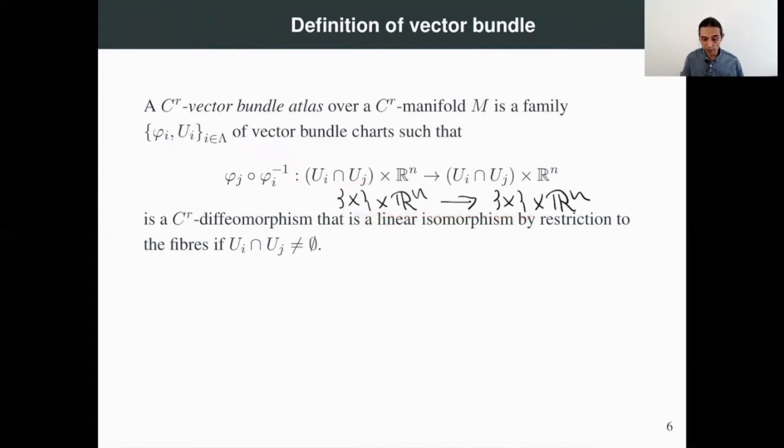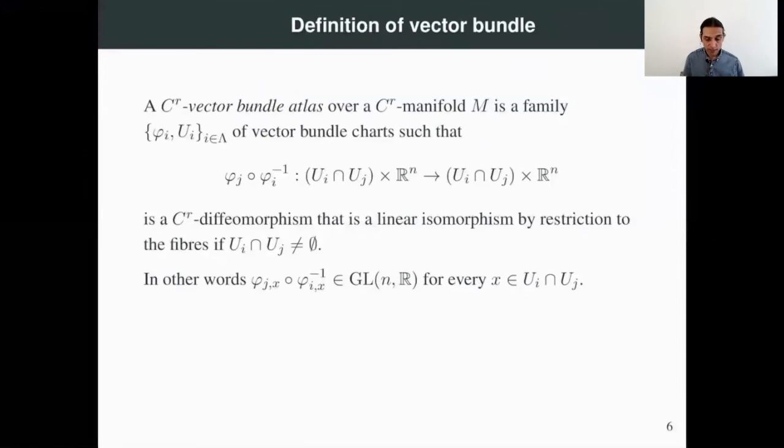And we are going to require that this map over here is CR when we are defining a CR vector bundle atlas, but we are going to require also that when we fix a fiber, the map between Rn and itself is always a linear isomorphism, because we want a structure of vector space for the fibers of our vector bundle. So, in few words, this map over here has to be a CR diffeomorphism that is a linear isomorphism by restriction to every fiber over a point in the intersection of the domains of definition of the local charts.